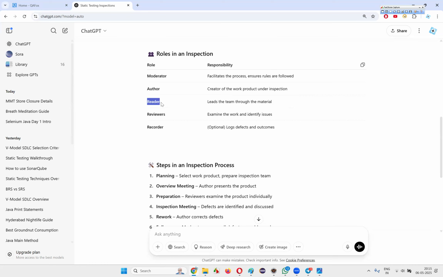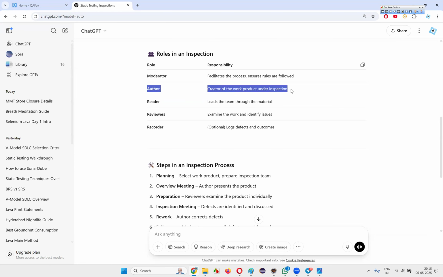Second one is what? Reader. In this inspection kind of meeting, the reader is the one who will take you through the document which needs to be tested. Verification testing needs to be done using the inspection way. The reader will read it. The author is the actual creator, but the author is not reading this for you or presenting it for you. Who is presenting or reading it for you? There's another separate role known as reader. The reader will present it to you.